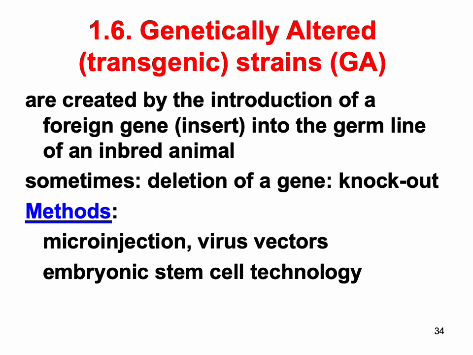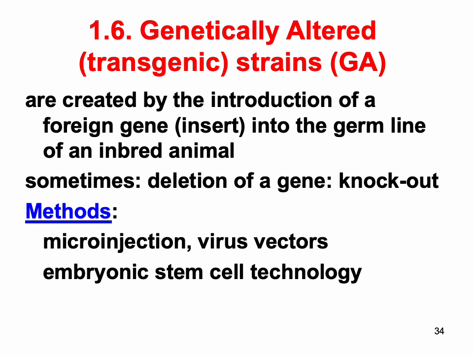The next possibility for genetic uniformity is the genetically altered strain, or transgenic strains. They are created by the introduction or by the deleting of a gene. This is an insert or knockout into the germline of an inbred animal or from the germline of inbred animals.